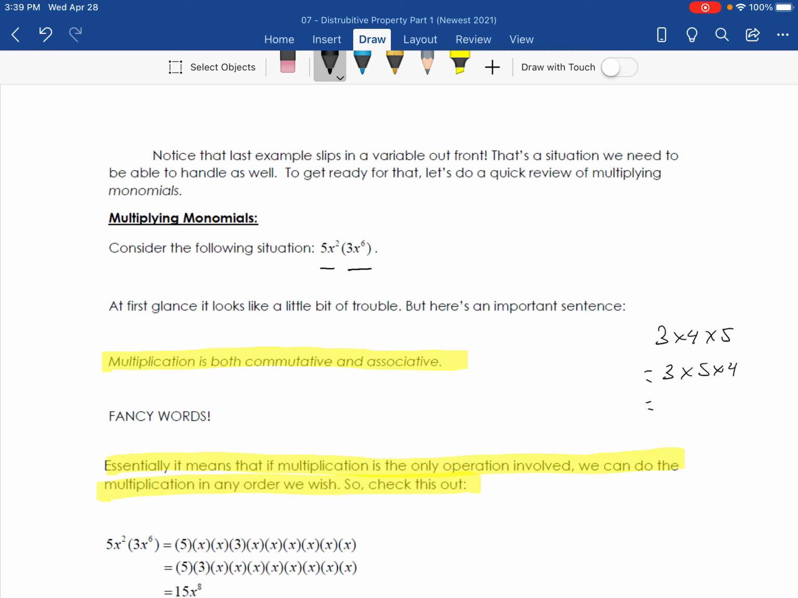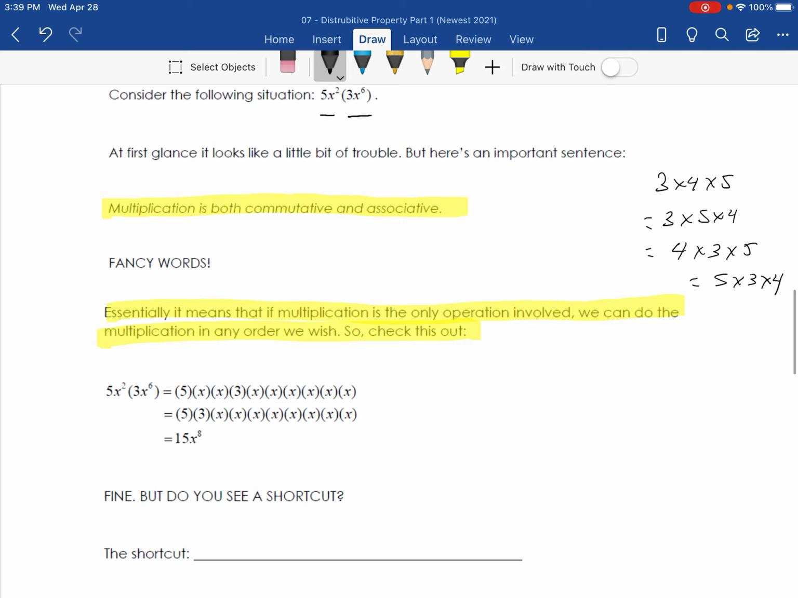And you get the same answer as if you go 4 times 3 times 5. Or you get the same answer as 5 times 3 times 4. See, it doesn't matter which way you do multiplication if it's only multiplication that's involved. So in this multiplying monomials situation, all I'm doing is multiplying 5 times x squared times 3 times x to the 6th. So I'm going to write it all out once.